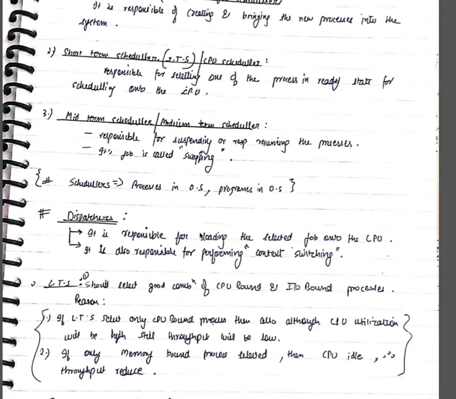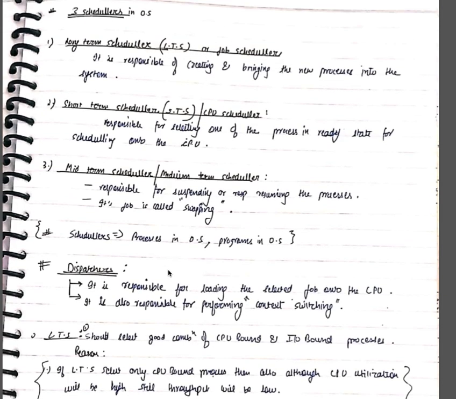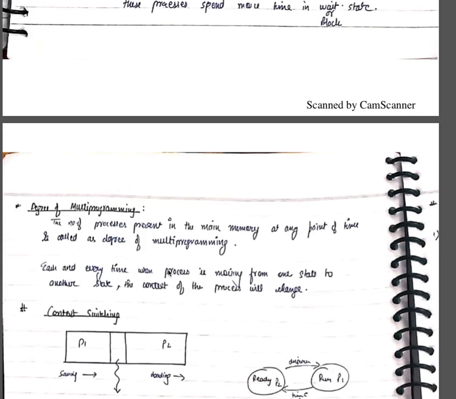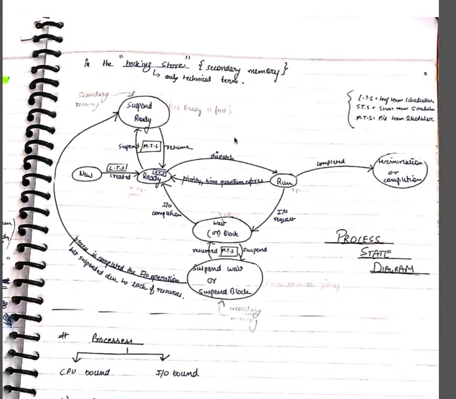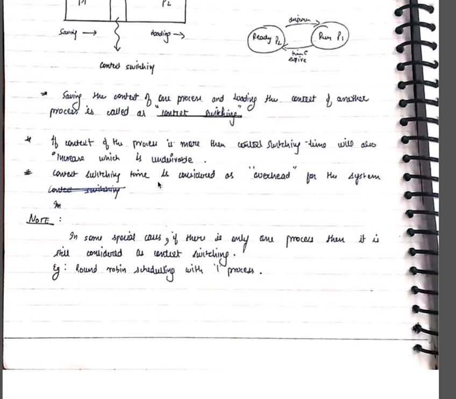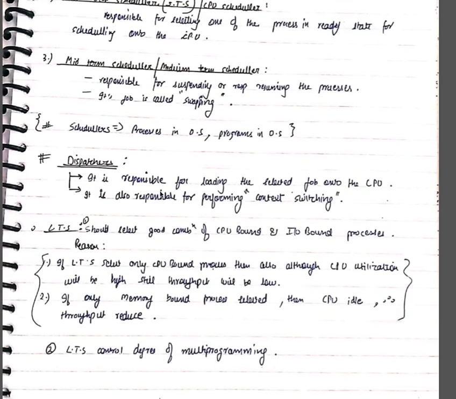Now moving forward, dispatcher. What is dispatcher? Now, important thing. Short-term scheduler, I said, selects the process from ready to running. It does not dispatch it. Who dispatches it? The dispatcher does the work, starting the process. Now, this definition of dispatcher is a little bit important because it is responsible for loading the selected job onto the CPU. It is also responsible for performing context switch.